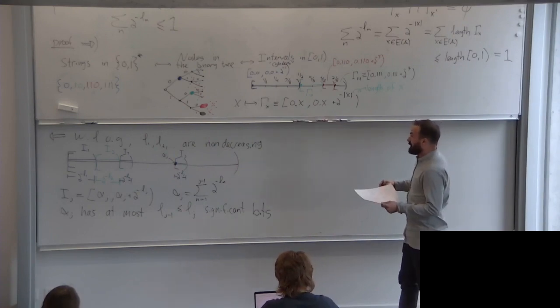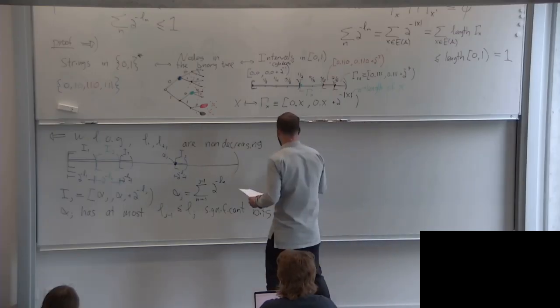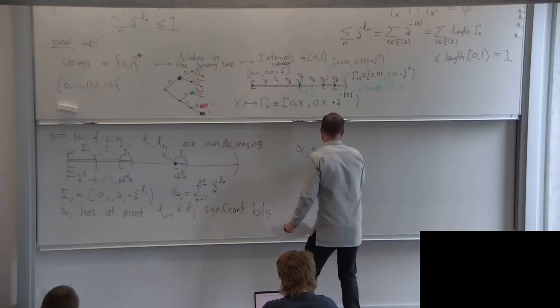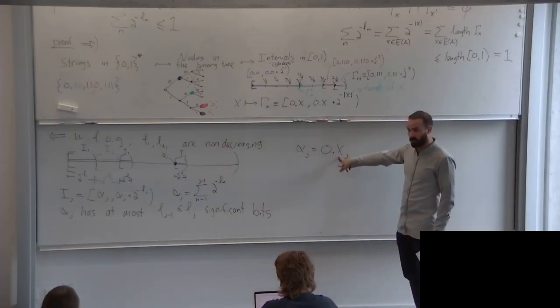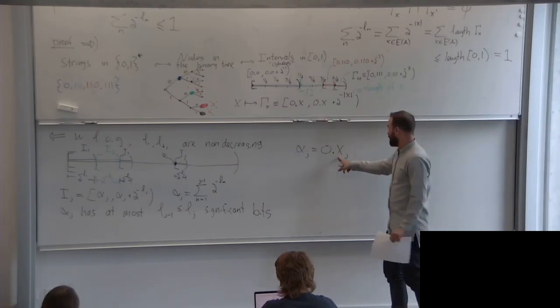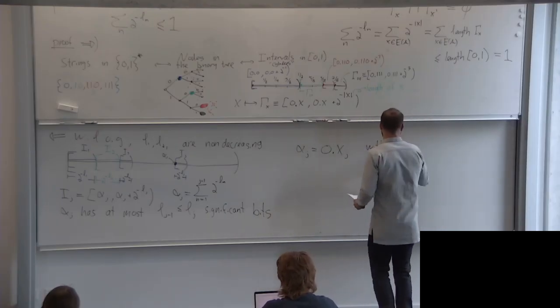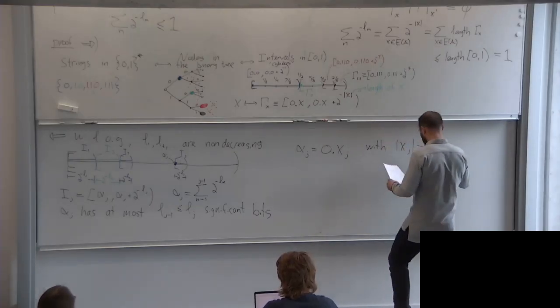So my encoding, I can write in fact alpha j like that. Alpha j is equal to 0.xj, and xj is going to be my code word, with length of xj equals Lj.